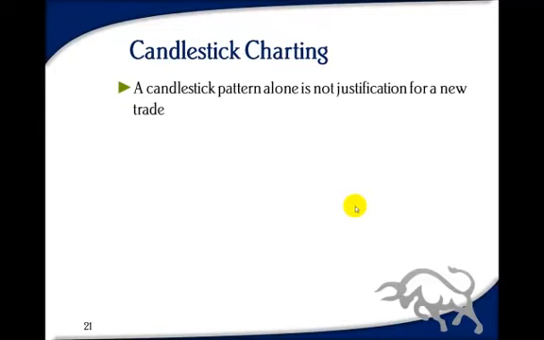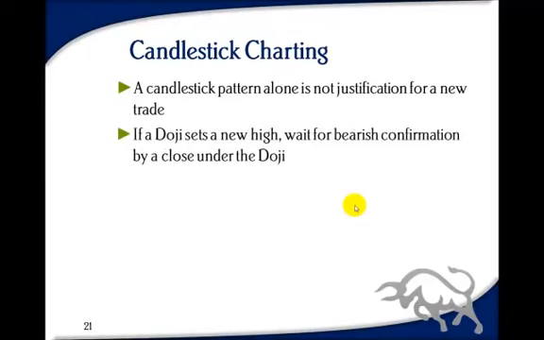I've covered the next one. A pattern alone is not a justification for a new trade. Never trade just on the basis of seeing a pattern. Next one, if a doji sets new highs, then wait for a bearish confirmation by a close under the doji. You think the doji may be a reversal signal, but it may not be so. You have to look at the next candle to see if the reversal is happening, and then you can put on your trade.